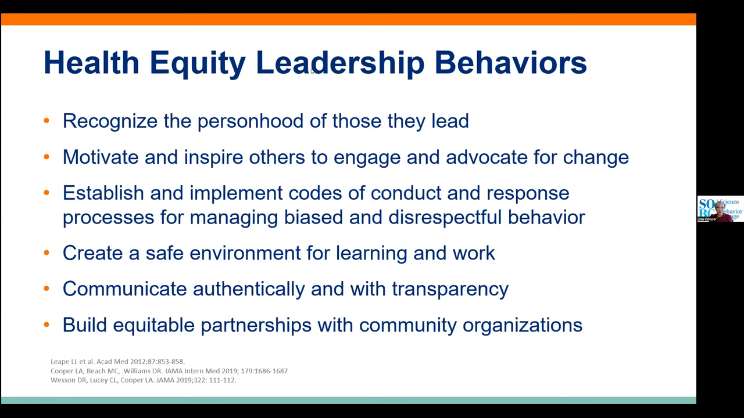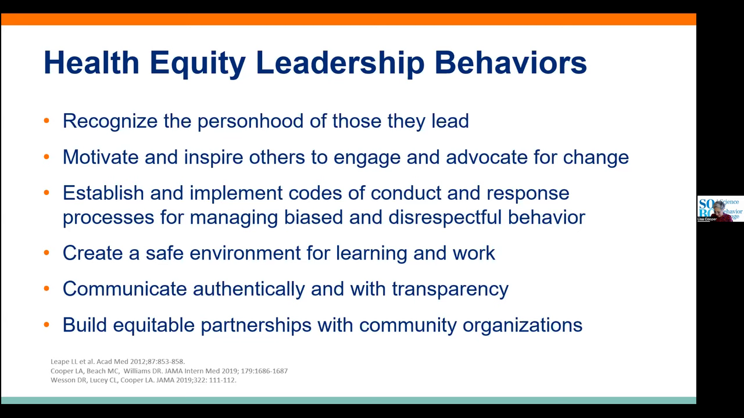So these are the behaviors we really focused on: leaders recognizing the personhood of the people they lead, motivating and inspiring others to engage and activate, advocating for change related to equity, establishing and implementing codes of conduct and response processes for managing bias and disrespectful behavior, creating a safe environment for learning and work, communicating authentically, and building equitable partnerships with community-based organizations.